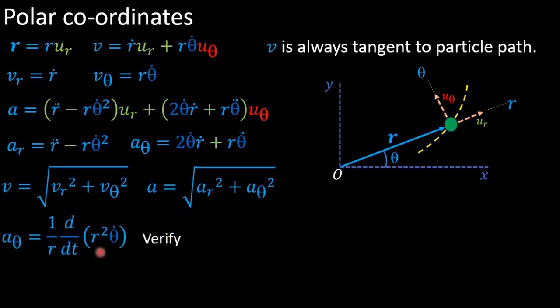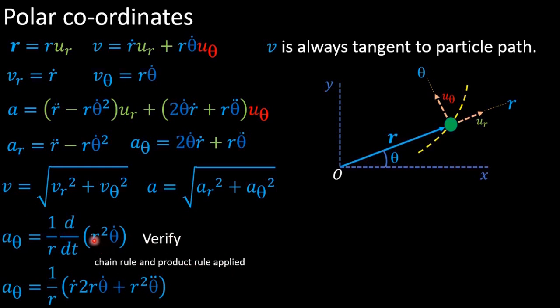So let's verify this. So the chain rule and product rule are used. Okay, so I've got 2 functions here that are varying with time. So r is changing with time and theta dot is also changing with time. Okay, so I need to apply the product rule. So first I'll differentiate r squared to get r dot times 2r and leave theta dot alone. And then I'll differentiate theta dot to get theta double dot, and I'll leave r squared alone.